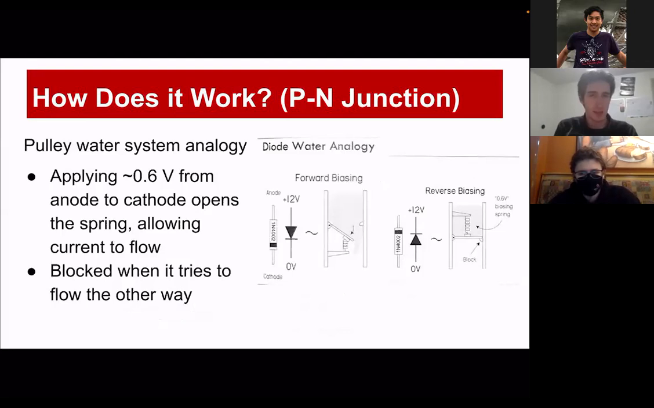The terminology forward bias and reverse bias is used a whole lot in electronics, so that is something good to remember: forward biased is towards the arrow, reverse bias is away from the arrow.